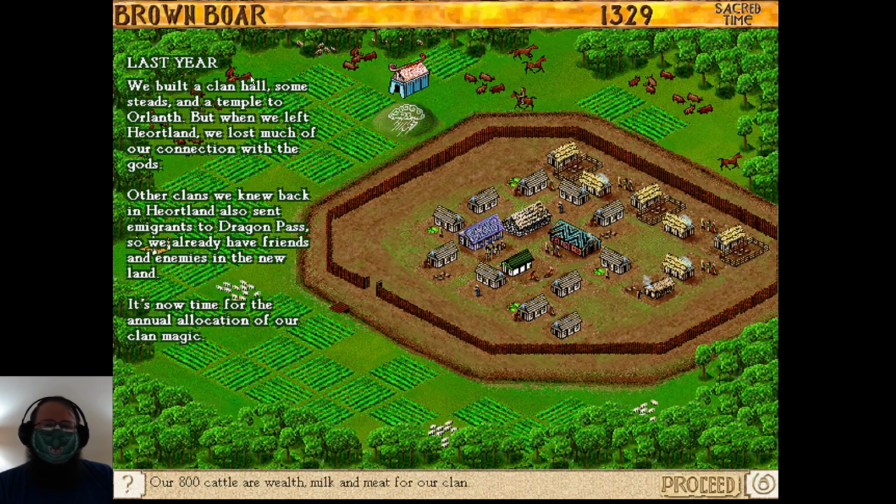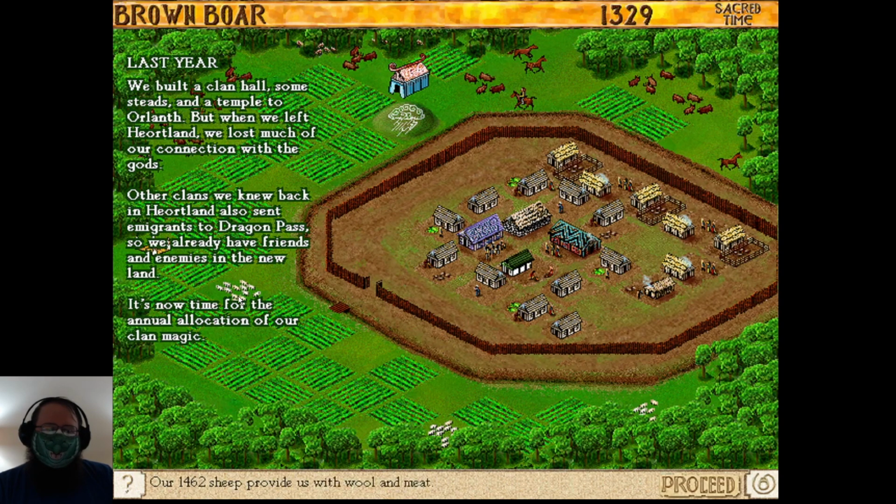Last year, we built a clan hall, some steads, and a temple to Orlanth. But when we left Hjortland, we lost much of our connections with the gods. Other clans we knew back in Hjortland also sent emigrants to Dragon Pass, so we already have friends and enemies in the new land. It's now time for the annual allocation of our clan magic. But this is literally just a little display of what we have.